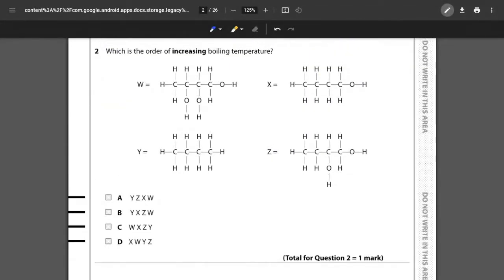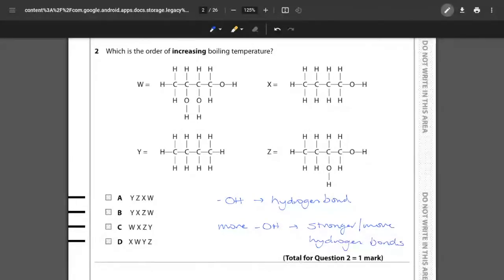For question 2, again, looking at intermolecular forces and their linked boiling points. However, this time we've got OH groups, so we're starting to think about our hydrogen bonding. Remember, anything that can make an OH group is going to be able to make hydrogen bonds. And the more OH groups we have, the stronger or the more hydrogen bonds.